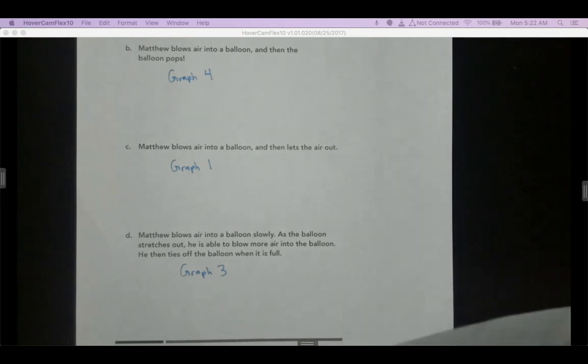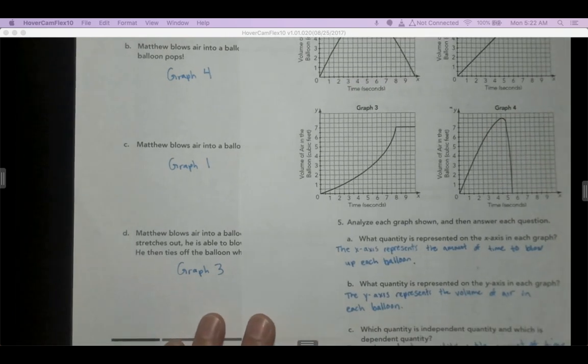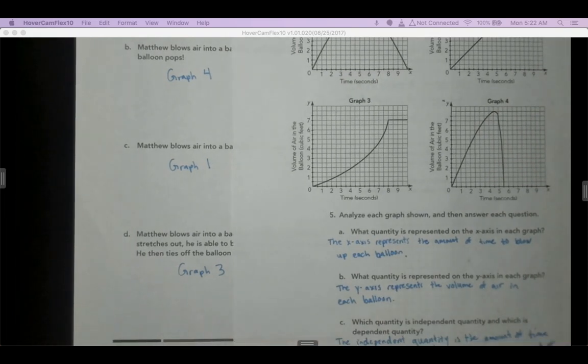Okay. And so we are looking at graphs for different situations in this particular section, and we're trying to understand what those graphs mean. Okay. And that was lesson 3.3.